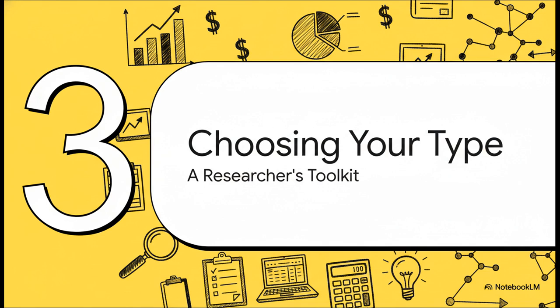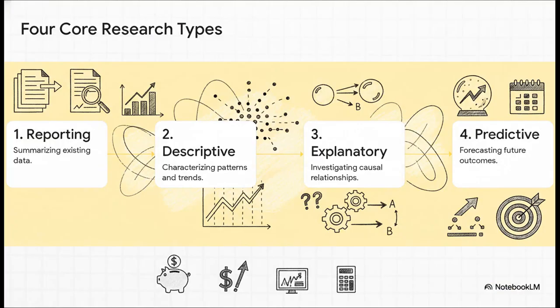Just think of these as 4 essential tools in your toolkit, and each one is designed for a very specific kind of job. Broadly speaking, there are 4 types. Reporting is the most basic. It's just about summarizing what's already out there. Then you have descriptive research, which goes a little deeper to describe patterns or trends. Explanatory research is the real detective work, trying to figure out the why behind what you're seeing. And finally, predictive research tries to use the past to forecast the future.